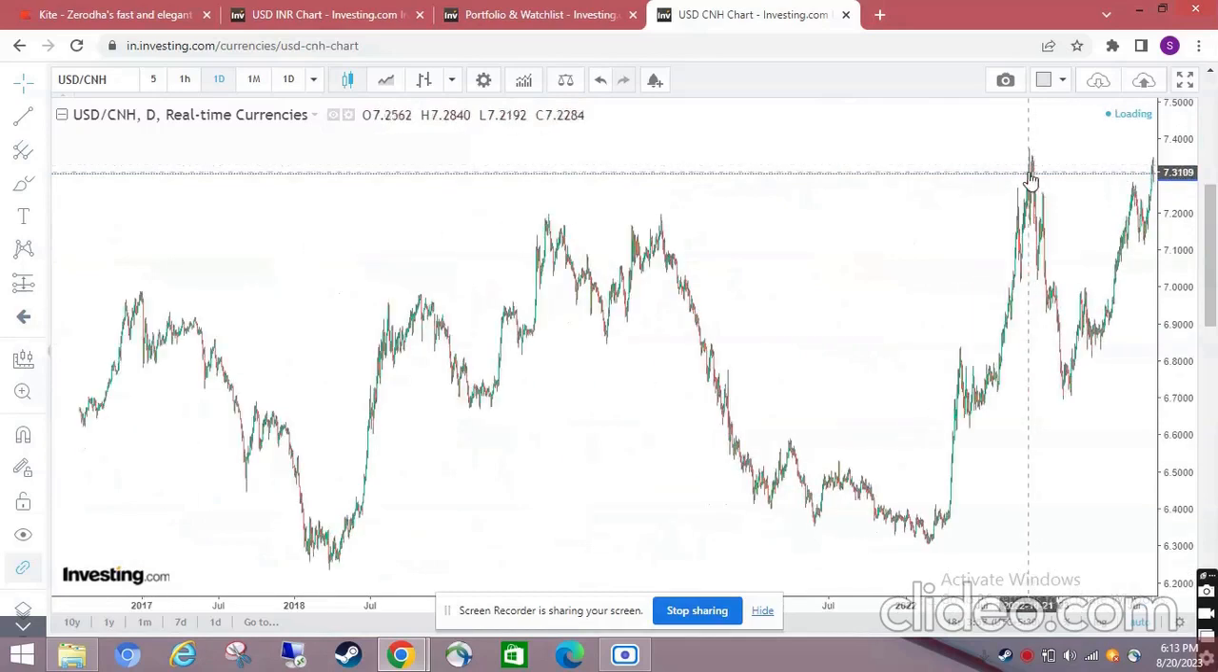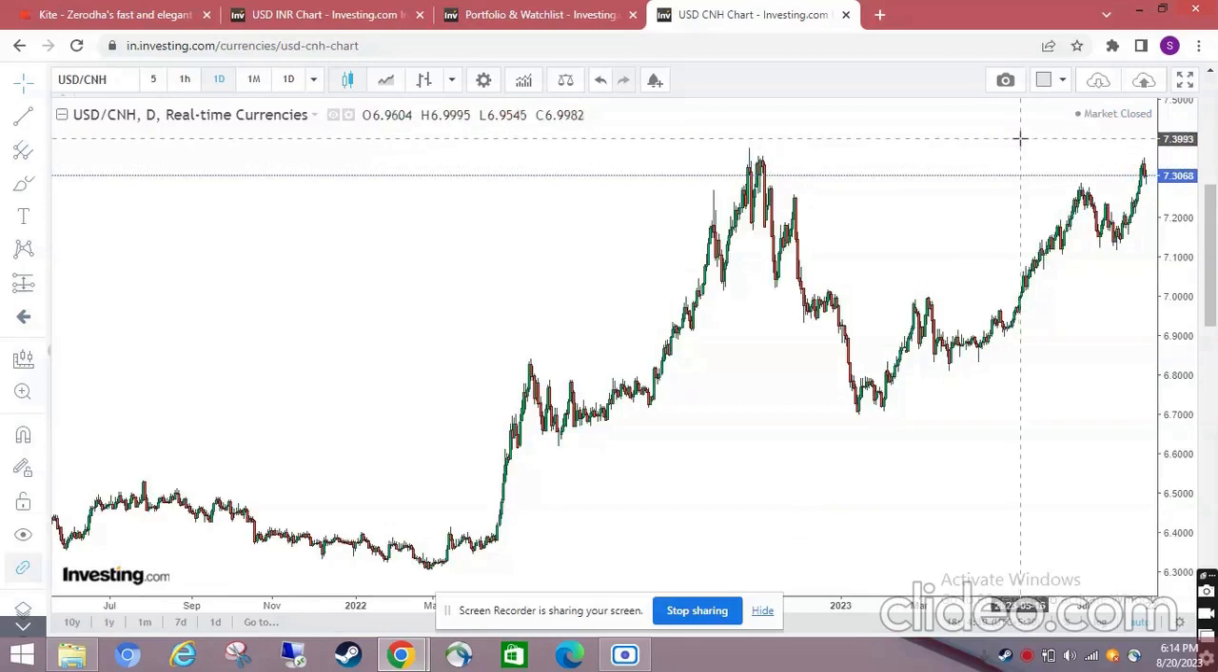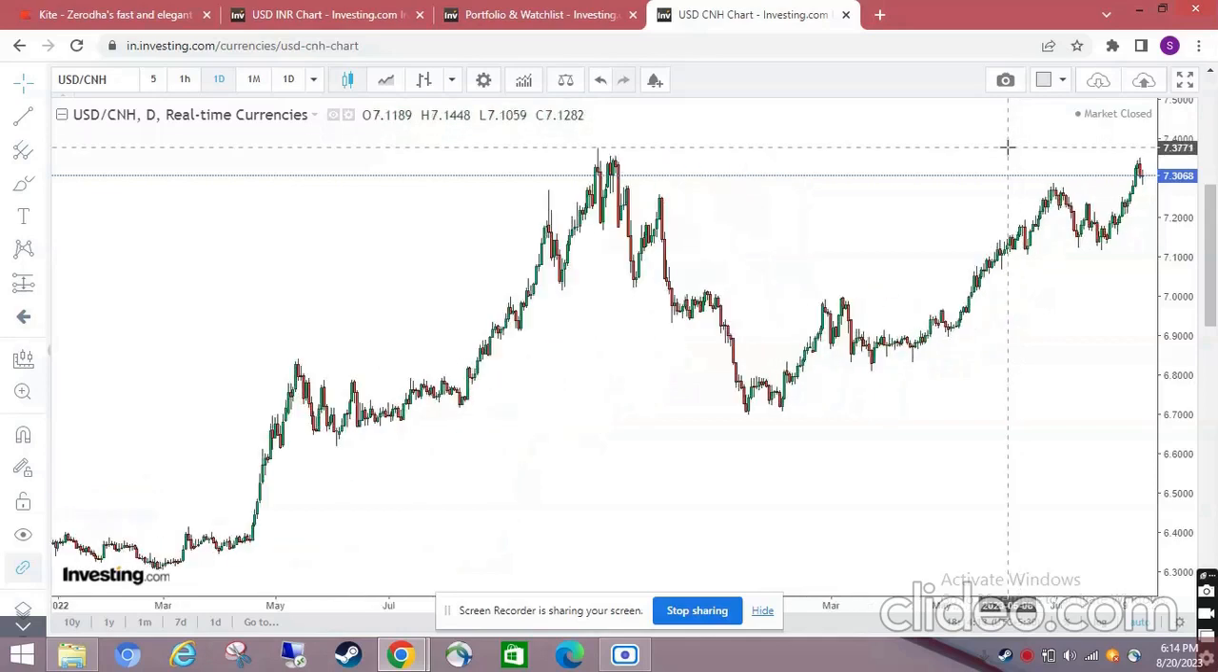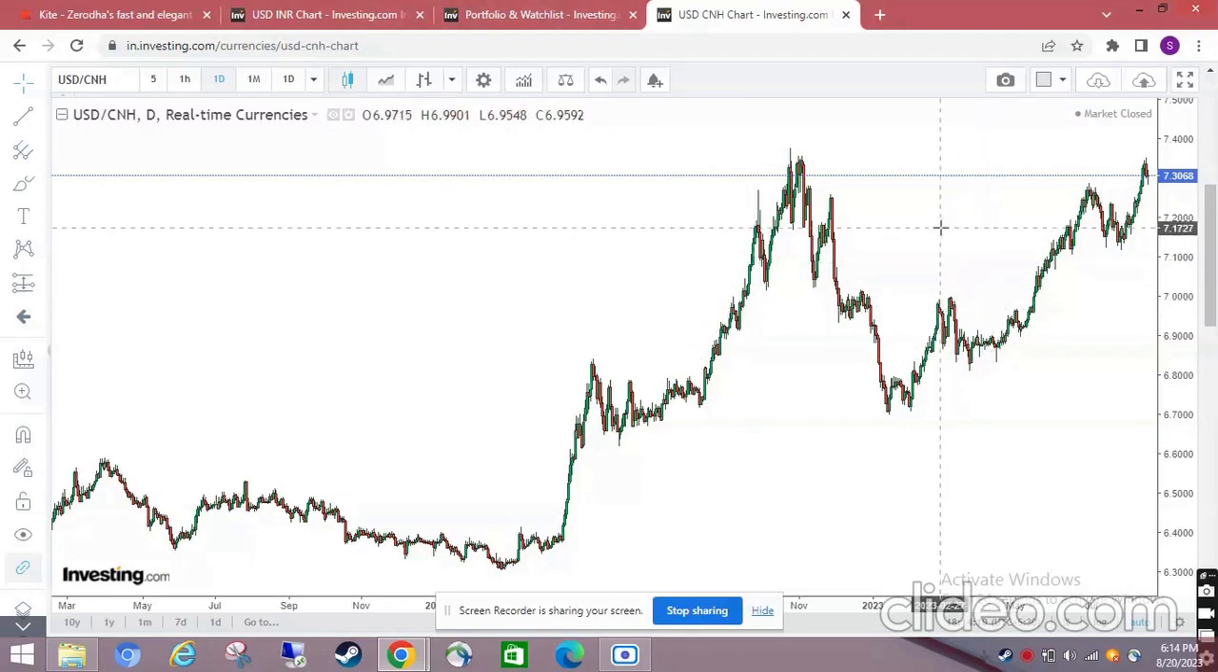I think if this moves up, that means the US dollar is again getting very strong. Especially if it is getting strong against the Chinese yuan, then our currency is in a lot of trouble, because of which you can see a lot of devaluation in our currency. This is again a very big problem. These data points all indicate a very strong up move in the dollar against our currency.